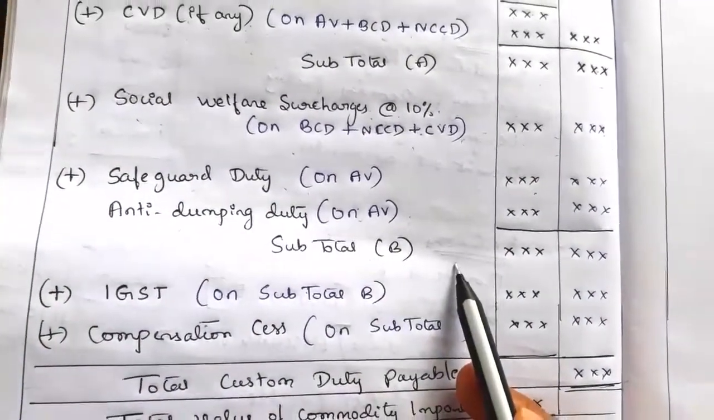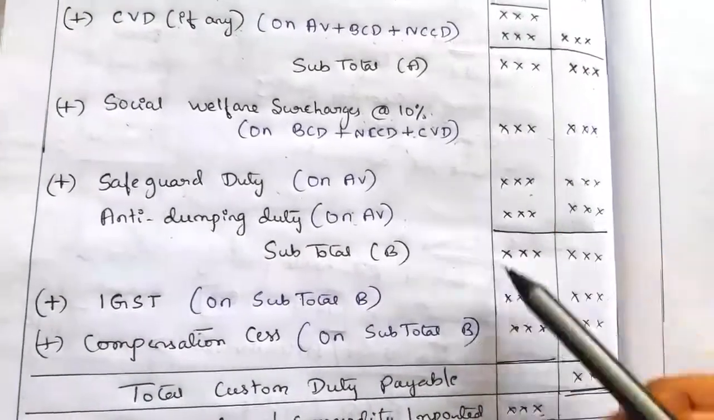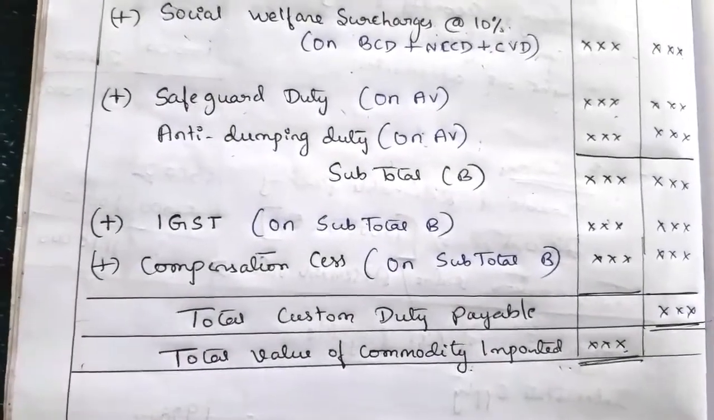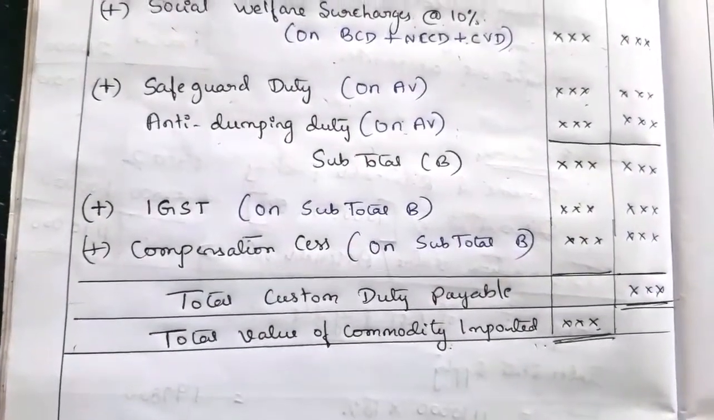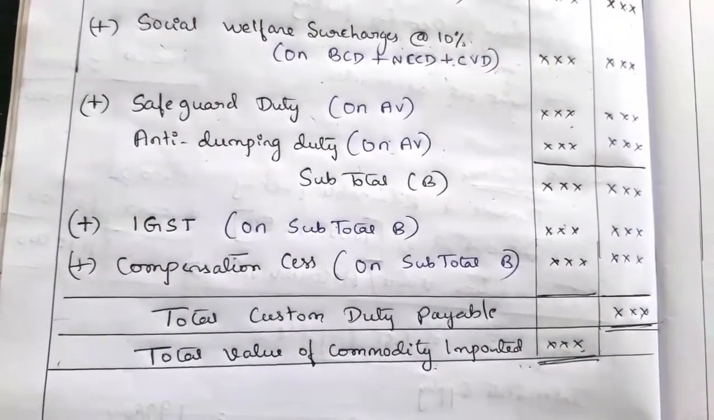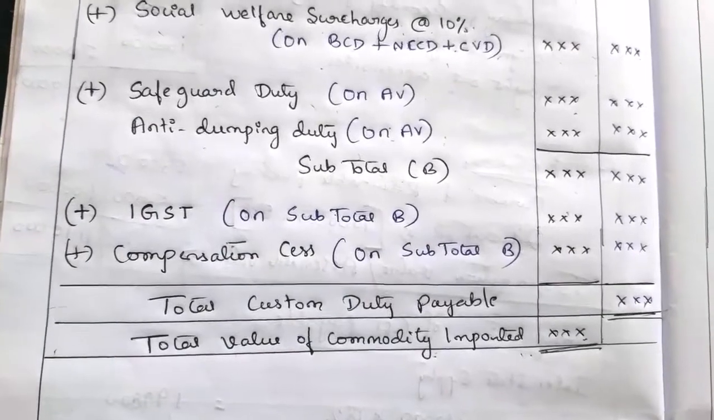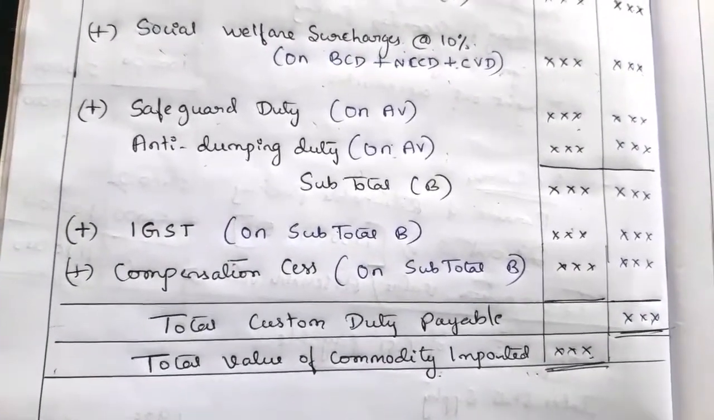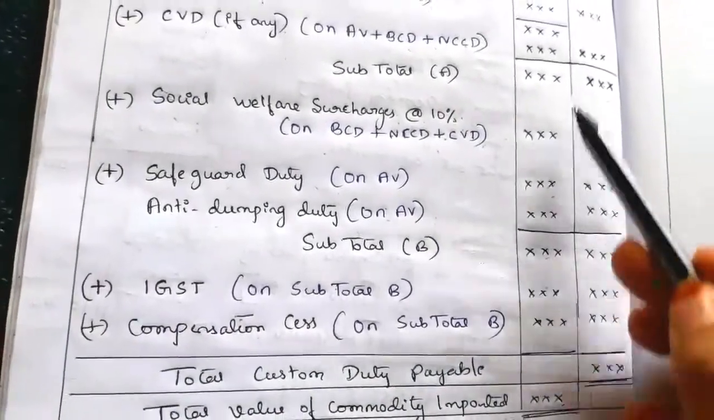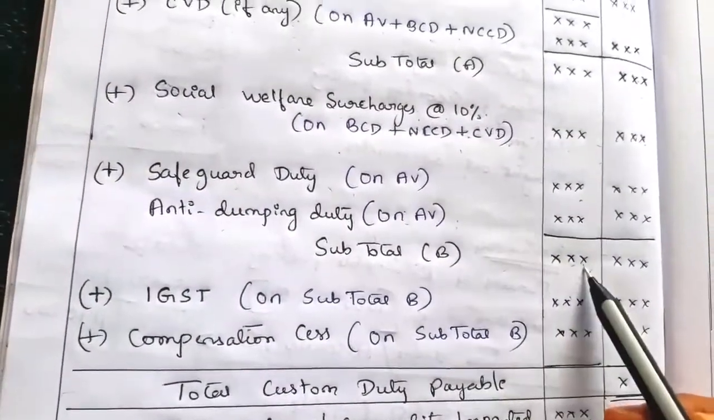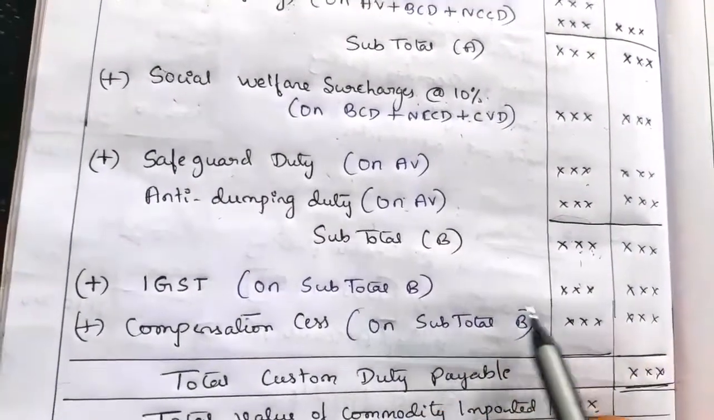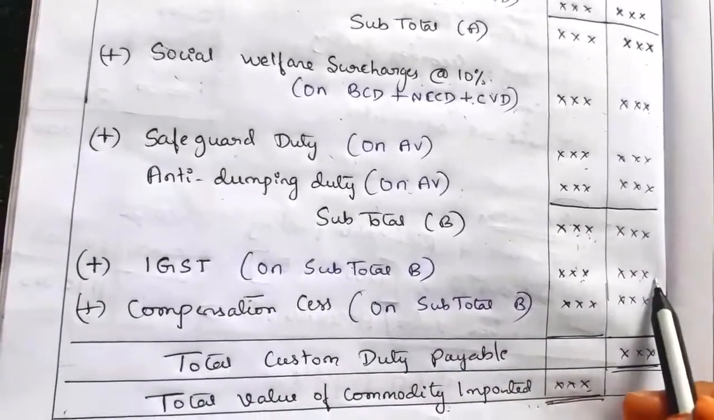Next we have to compute the subtotal. That is the total of this and total of the second column. The last two duties: first is IGST. For every import of commodities, IGST will be levied. IGST is integrated GST, levied on all imports of goods and services. This IGST will be levied on the value of goods including the custom duty, value plus custom duty, that is on the subtotal. On this value IGST will be calculated, so the same value we have to write here.